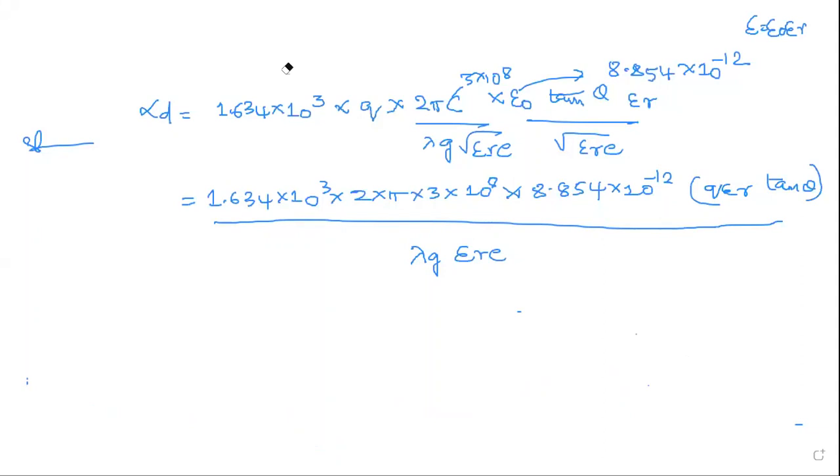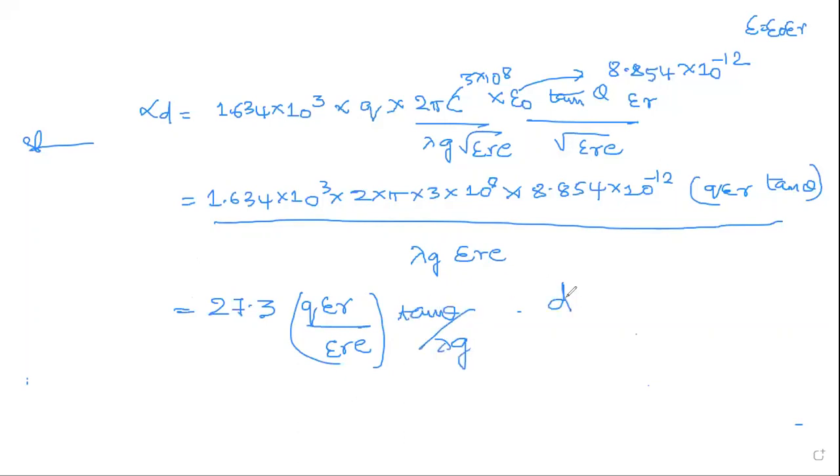Is it 27, ma'am? 27.27. Yeah, correct. It is 27.3 Q epsilon r by epsilon re tan theta divided by lambda g. That is dB per centimeter.